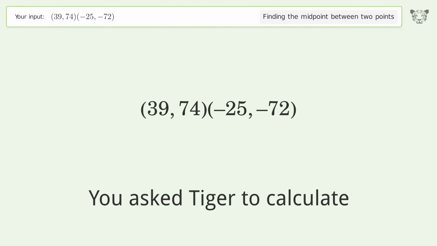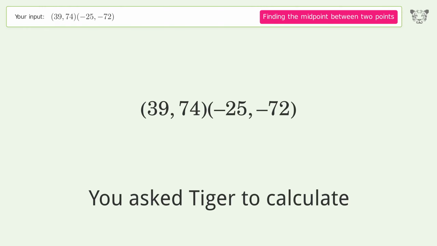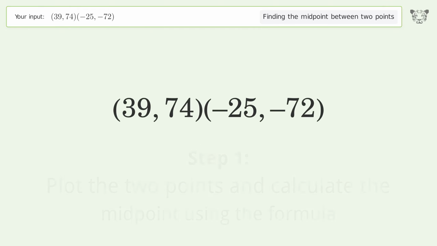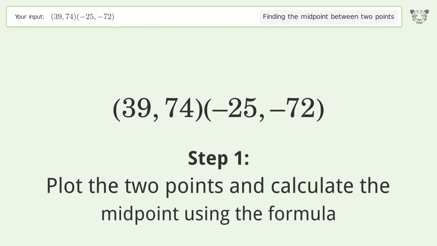You ask Tiger to calculate. This deals with finding the midpoint between 2 points. The midpoint between the 2 points is 7, 1. Let's solve it step by step. Plot the 2 points and calculate the midpoint using the formula.